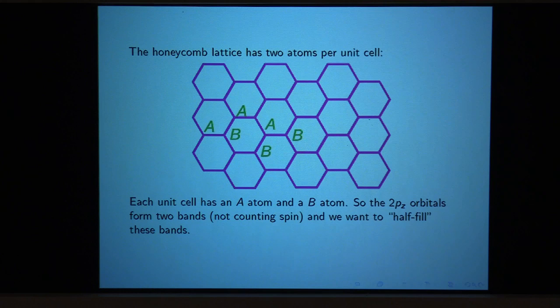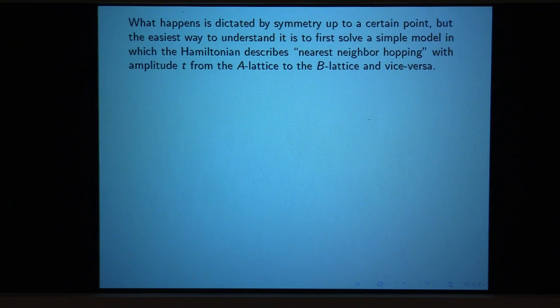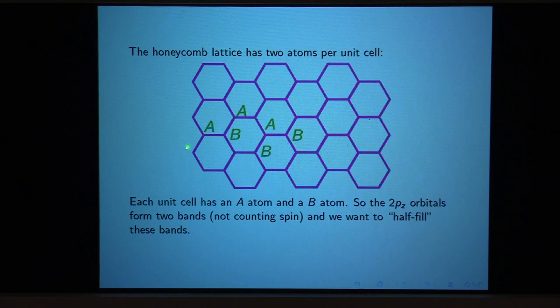What happens is the interesting things are dictated largely by symmetry, because otherwise they wouldn't be interesting. Anything you would learn from an explicit crude strong coupling band model that couldn't be justified more generally from symmetries would, in the real world, probably be a so-so approximation and would not lead to the really interesting behavior of graphene. But before saying what you can learn from symmetries, you need a starting point, which is a simple model you can solve, which is in the universality class you want to talk about. So the simple model is the one in which the Hamiltonian describes nearest neighbor hopping with some amplitude t from the A lattice to the B lattice and vice versa. Nearest neighbor hopping will give a purely off-diagonal Hamiltonian that goes from an A site to a B site and vice versa.